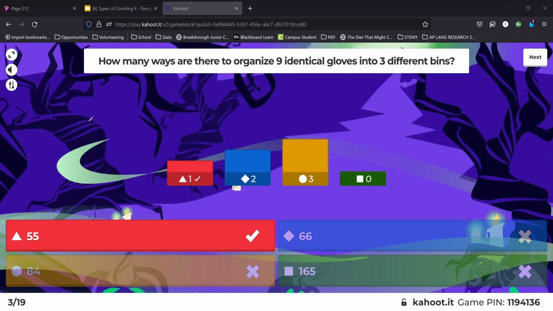So sticks and stones is where you count the number of objects plus the number of dividers. In this case, there would be 3 bins. It's called stars and bars or sticks and stones. I learned it as sticks and stones, but stars and bars is also another name. So you would sum the number of objects and the number of dividers. There would be 3 bins in this case.